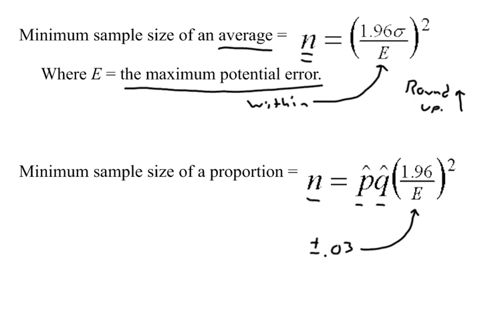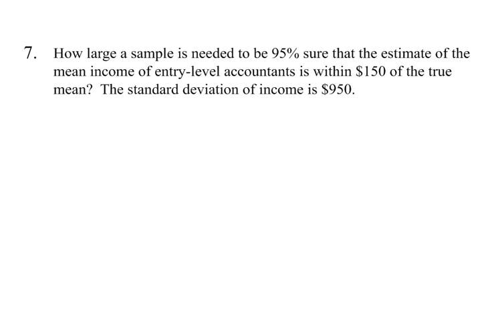Okay, let's look at one example of this together. And again, your calculator cannot do this for you, so you're going to have to do some calculations here. Last example together, then we're done with our notes. Number 7 in your homework says, how large a sample is needed? It's meaning how many people do you have to survey to be 95% sure that the estimate of the mean, so we're talking average, the mean income of entry-level accountants is within, so within, that's always our E, $150 of the true mean. The standard deviation of income is $950.